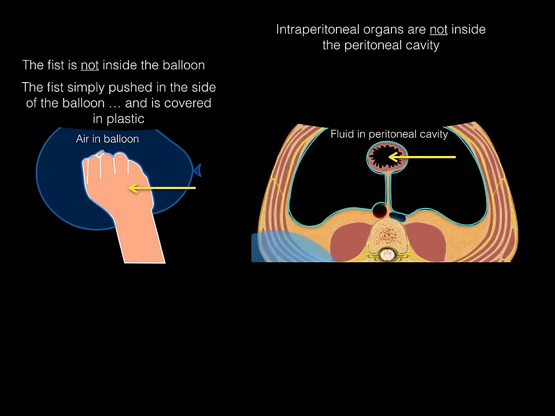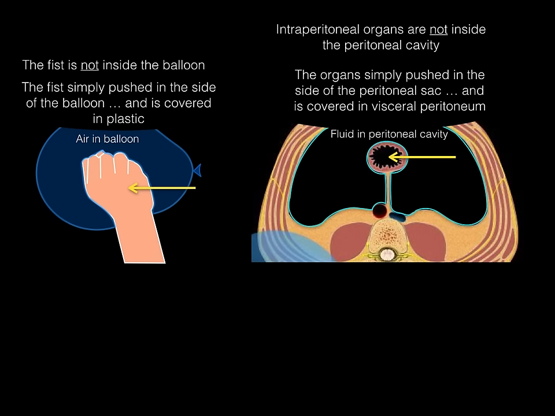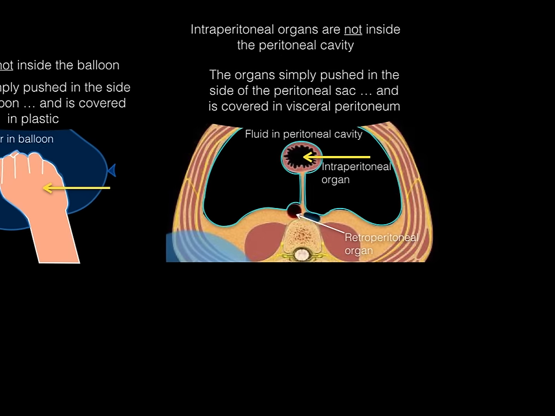The intraperitoneal organs are not inside the peritoneal cavity. The organ simply pushed in the side of the peritoneal sac and is now covered in visceral peritoneum. So here's an intraperitoneal organ. There's a retroperitoneal organ. If you follow the fascia within, they're actually in the same fascial planes. When you see an intraperitoneal organ, even when you open up the abdomen, it's not in the cavity, even though we call it an intraperitoneal organ. It's all contained within this sac, okay?